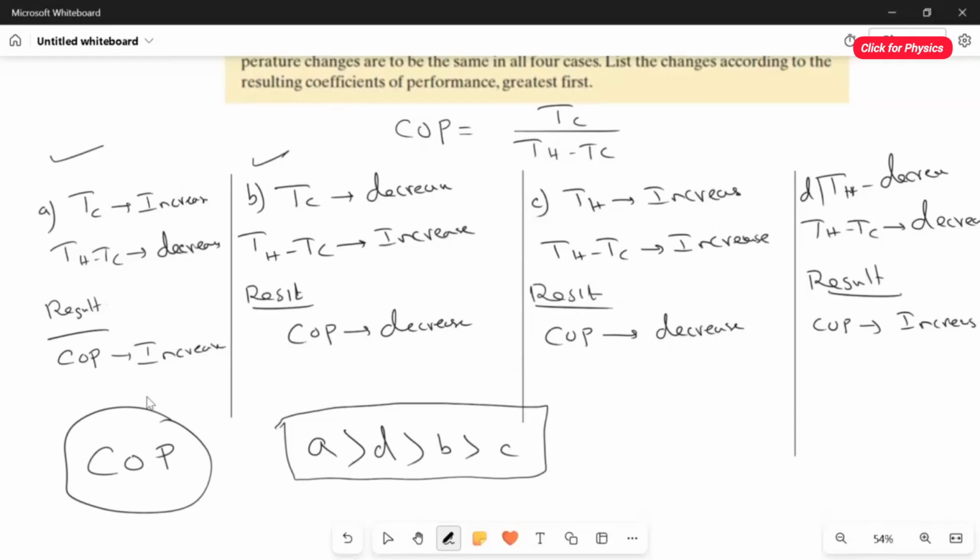So that means A will be the first, D will be the second, B will be the third, and C will be the fourth. Clear? That's it. Thank you.